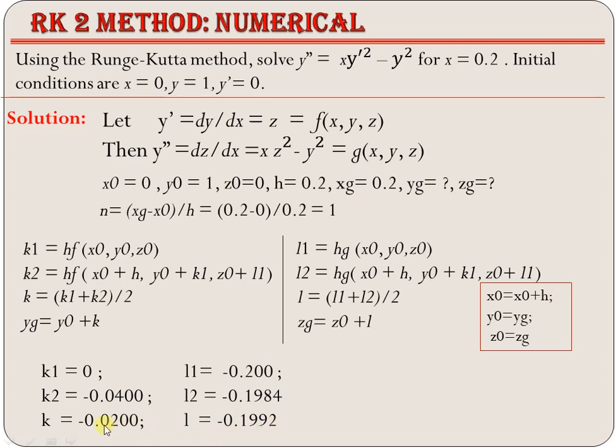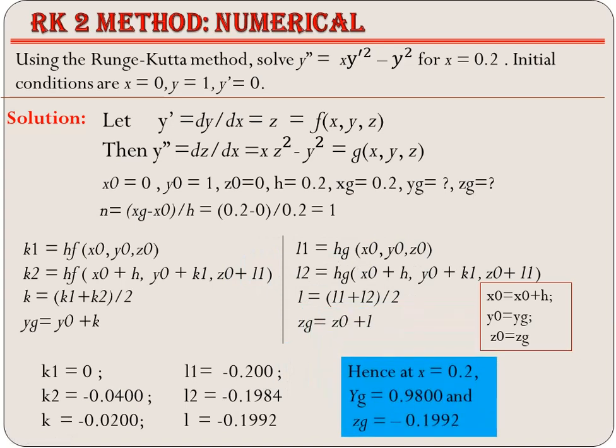And then we need to put this k value and l value in the formula of yg and zg. Then we will get the final value of yg and zg: yg value is 0.9800 and zg value is -0.1992. So in this way you can calculate the value of yg and zg using this analytical calculation. Now let's write the MATLAB program to get the results for these second order simultaneous equations using the Runge-Kutta second order method.